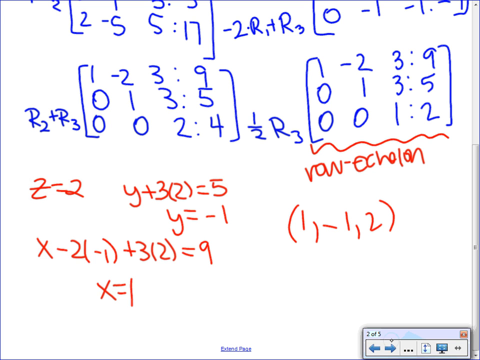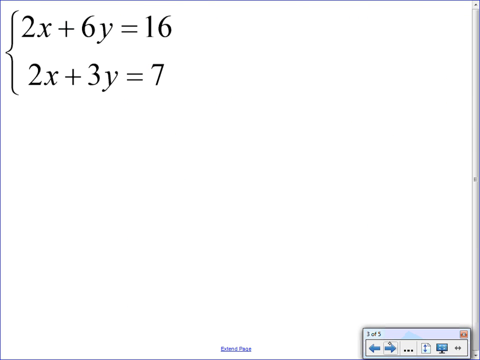Let's do another one. Well, this one's better. Yes. Because there's only 2 variables instead of 3. You'll only have 2 ones instead of 3. Okay? So first of all, let's write the augmented matrix. We have 2, 6, 16.